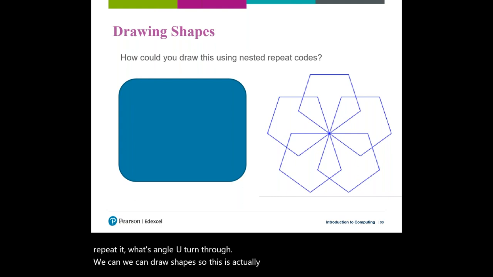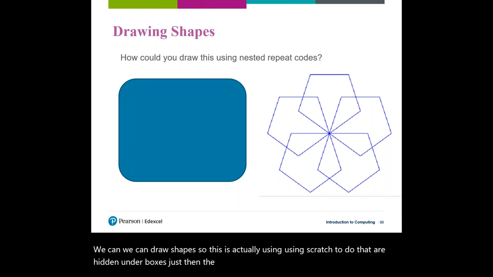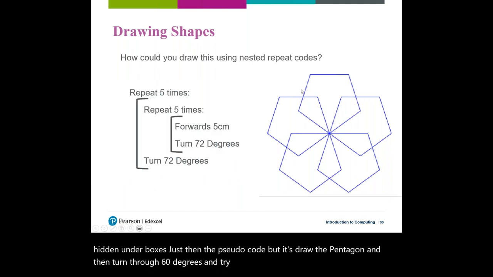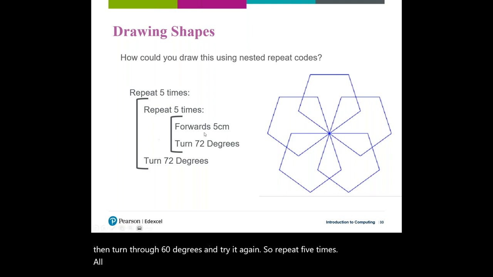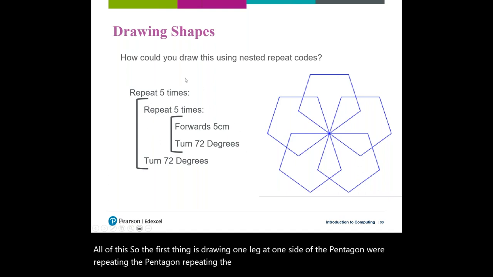Hidden under the box is just the pseudocode: draw the pentagon, then turn through 60 degrees and draw it again, and so on. There you go. So repeat 5 times all of this. The first thing is drawing one side of the pentagon. We're repeating the line 5 times to draw a pentagon, then we're repeating the whole thing 5 times to draw the flower.